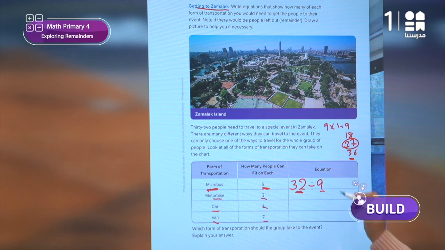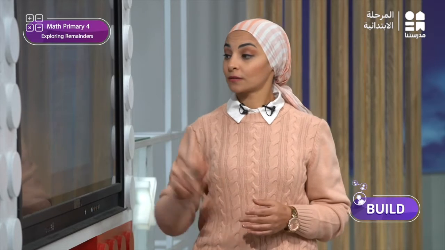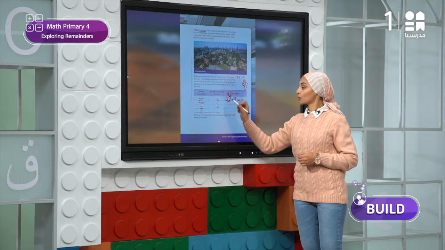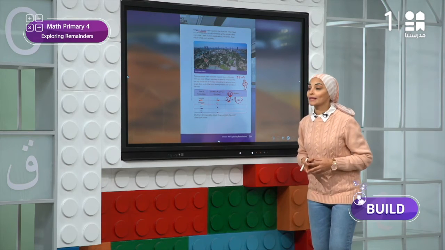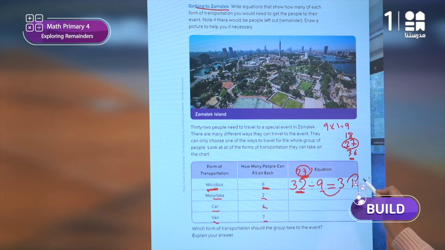So 32 divided by 9 equals what? Yes, 3, right? Because 9 times 3 gives me 27. Then the remainder is what? What is the difference between 32 and 27? Yes, the remainder will be 5 people. So I should write remainder 5.